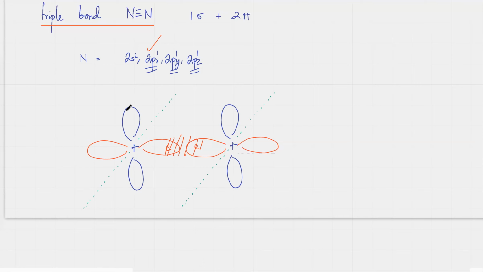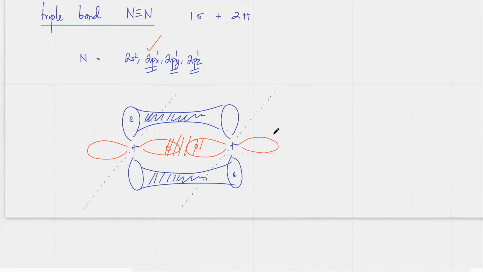Now you have the py orbitals, which are parallel to each other. They also have one electron each. They would both try to gain each other's electrons, and eventually they would start to overlap above and below the axis. The electron density is going to be maximum in these areas over here. Is this clear so far?